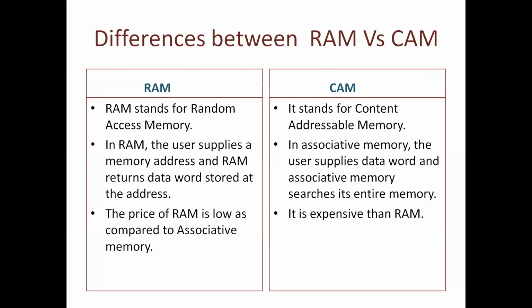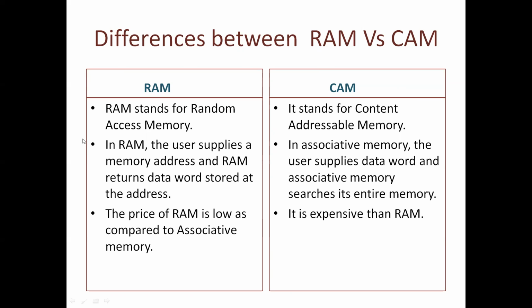The price of RAM is low as compared to associative memory, whereas the CAM is very expensive compared to the RAM. Here we can observe that compared to RAM, the price of CAM is very high, and compared to RAM, the associative memory supplies the information present in the memory very fast.